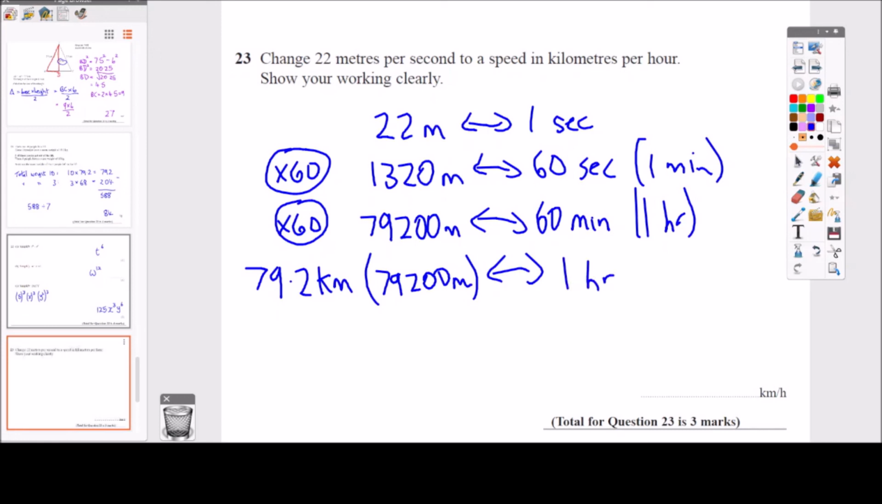So what is our speed in kilometers per hour? We do 79.2 kilometers in 1 hour. So 79.2 is our final answer.